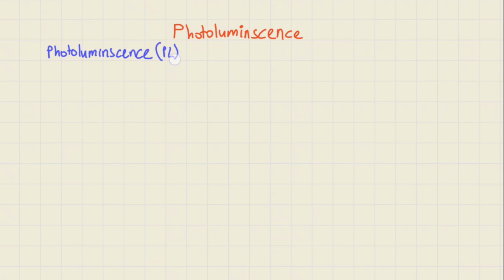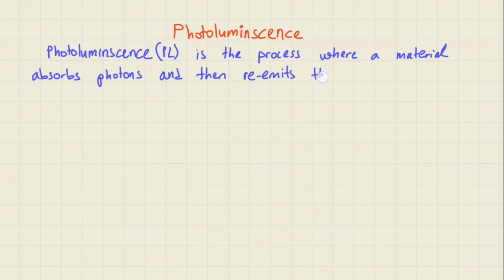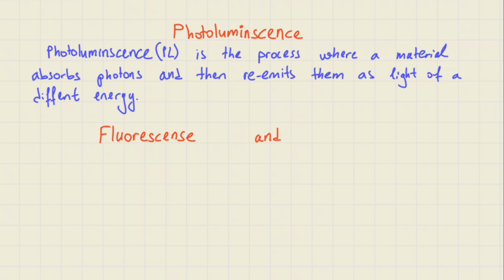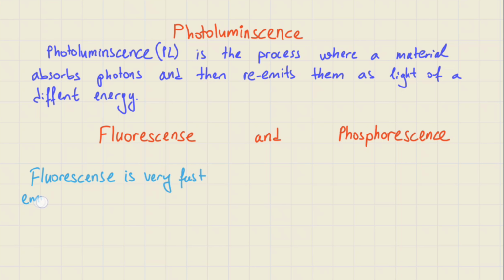Photoluminescence is the process where a material absorbs photons and then re-emits them as light of a different energy. There are two types of photoluminescence. One of them is fluorescence and the other is phosphorescence. Fluorescence is very fast emission, occurs almost immediately after excitation.